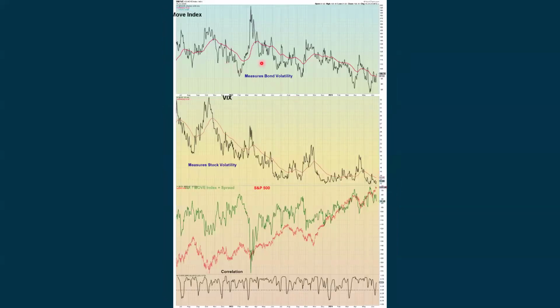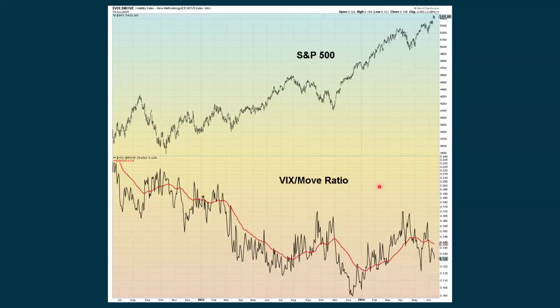Then on top is a thing called the MOVE index. That measures the volatility of bonds. The VIX measures the volatility of stocks. What I pay attention to is the correlation on the bottom. They're having a slight tendency to go in the same direction. Now, this does not measure what stocks are actually doing. This measures what volatility is doing. And we're seeing a little bit of a stronger relationship here as volatility in bonds has been dropping off lately, as well as volatility in stocks. We look at a ratio between the VIX and the MOVE index.